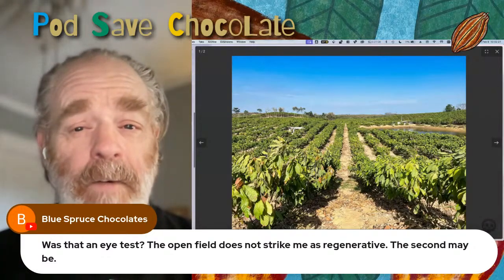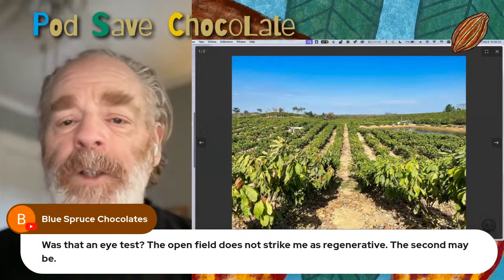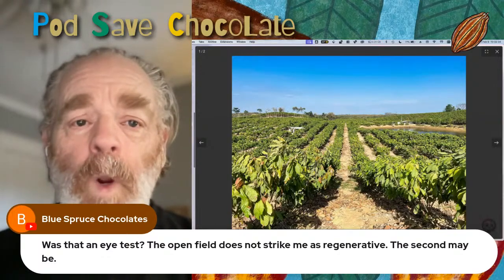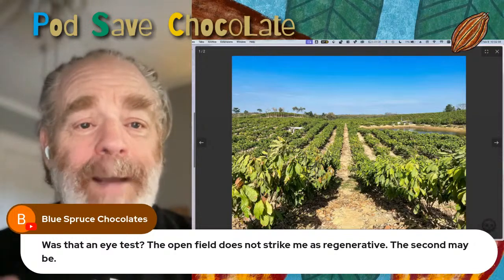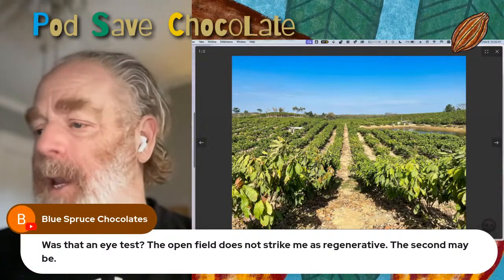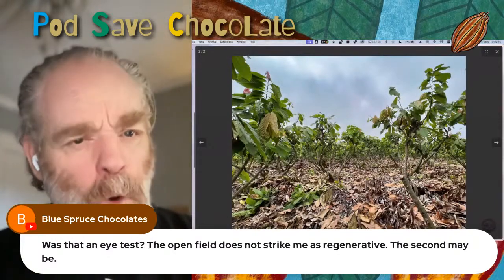These are fine flavor cacao varieties. These are Nacional varieties that are being grown in open sun in straight rows, right? And the question is, how can this be regenerative? How can this possibly be regenerative? And then this one looks like it might be more regenerative.